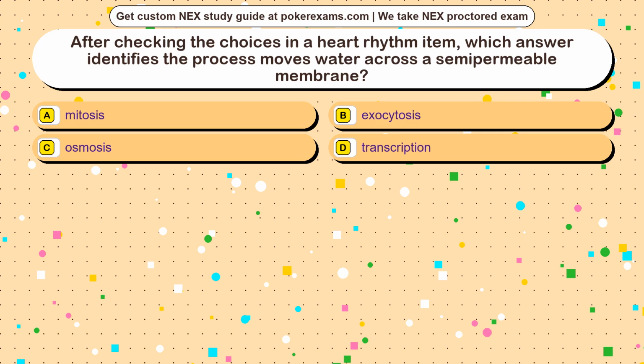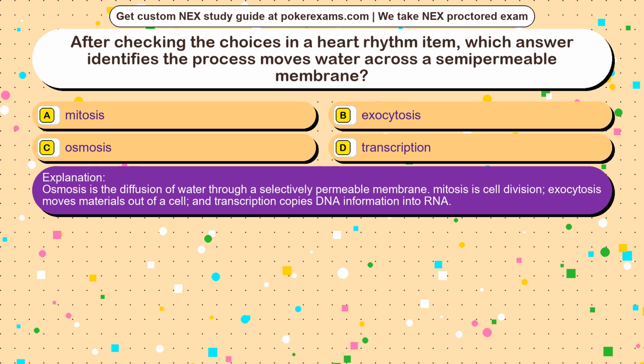The correct answer is option C. Osmosis is the diffusion of water through a selectively permeable membrane. Mitosis is cell division, exocytosis moves materials out of a cell, and transcription copies DNA information into RNA.